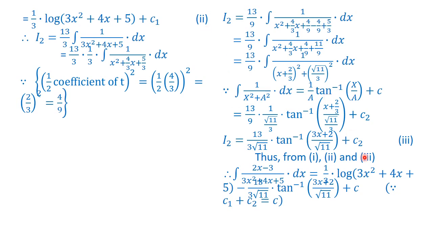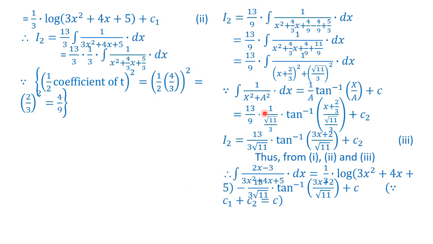Okay, this is the third result, that is I1 and I2. Substituting in I, that is in equation first, we get 1 by 3 log of 3x square plus 4x plus 5, minus 13 by 3 root 11 tan inverse of 3x plus 2 by root 11, plus c. What is this c? C is equal to C1 plus C2. C1 is obtained in I1, C2 is obtained in I2. So removing these, in place of C1 plus C2 only C is added there. So remember this one. In this way we get the required answer.